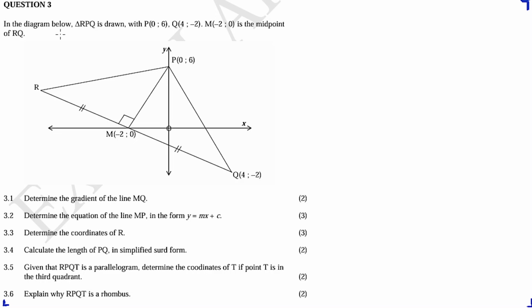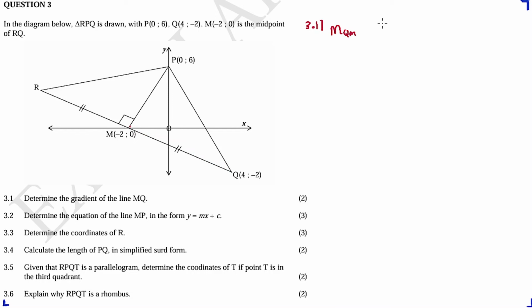Okay, so in the diagram below, triangle RPQ is drawn with P (0; 6), Q (4; -2), and M (-2; 0) is the midpoint of RQ. This point M is a midpoint. Alright, so 3.1, they want us to determine the gradient of the line MQ. This line MQ. So we will get the gradient.